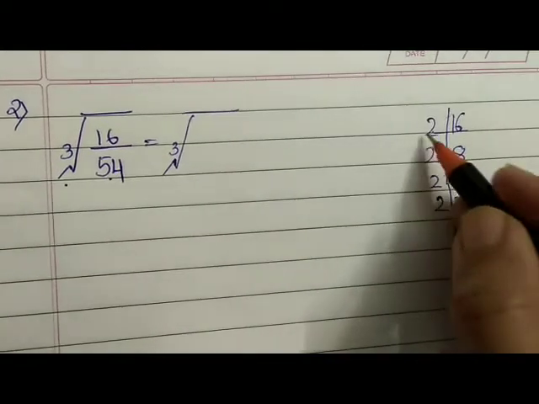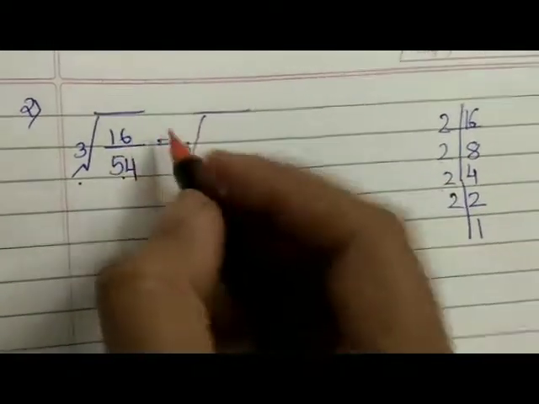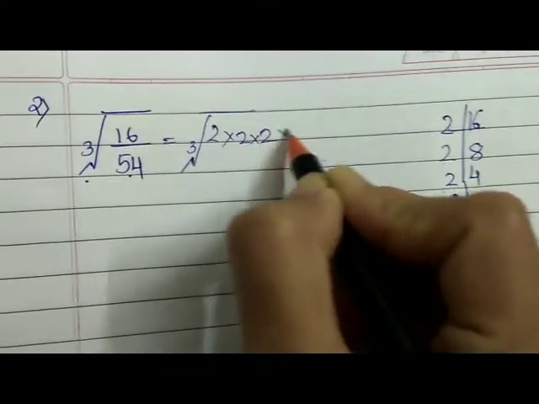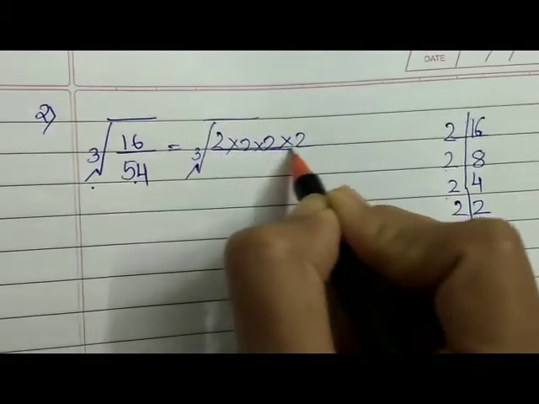You can write it down: 2 2s are 4, 4 2s are 8 and 8 2s are 16. So we'll write it down over here. All the prime factors we will write down.